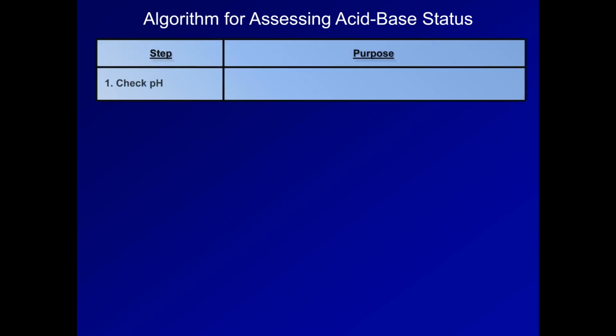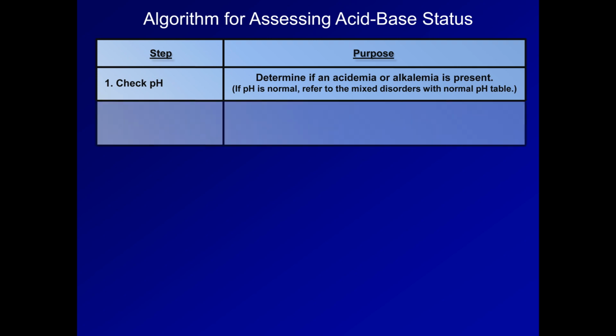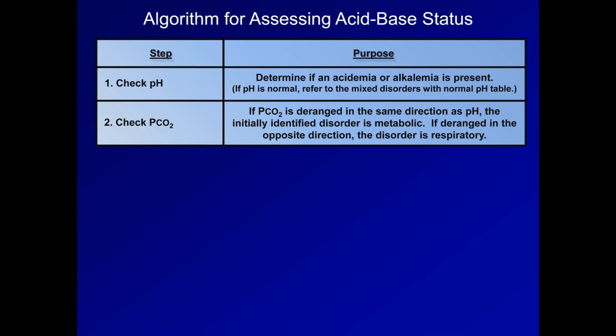Step 1. Check pH. This will determine if an acidemia or alkalemia is present. If the pH happens to be normal, but either the PCO2 and or bicarb is not, check the anion gap and refer to the table on mixed disorders with normal pH. Step 2. As long as pH is abnormal, check the PCO2. If the PCO2 is deranged in the same direction as the pH, the initially identified disorder is metabolic. If it is deranged in the opposite direction, the disorder is respiratory.